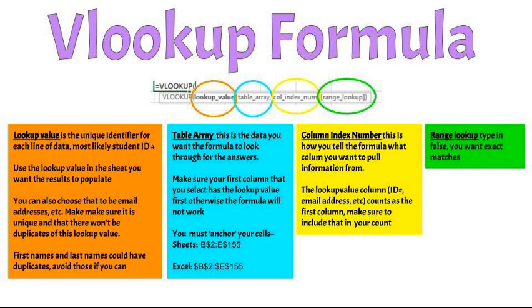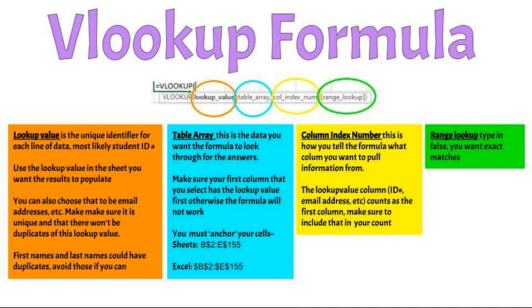In orange, the lookup value is the most important part. You need to have a unique identifier for your data. You can use a student ID number or email address, but you need to make sure it doesn't have duplicates. In the blue is the table array. That's where you will get your answers from, the data you'll pull from.